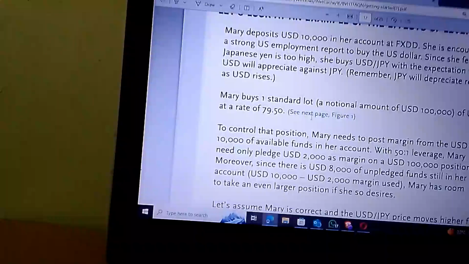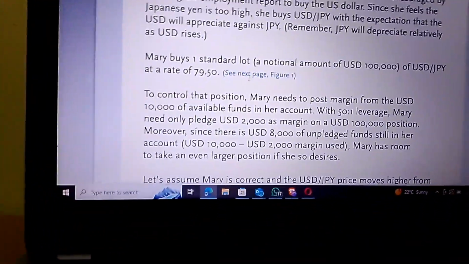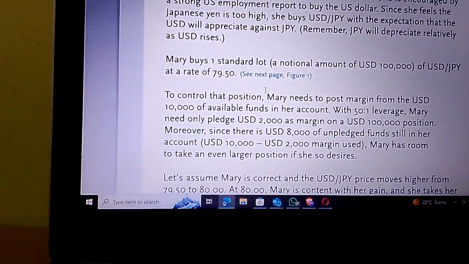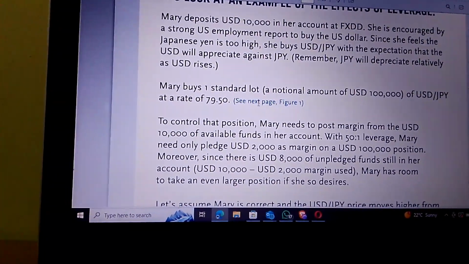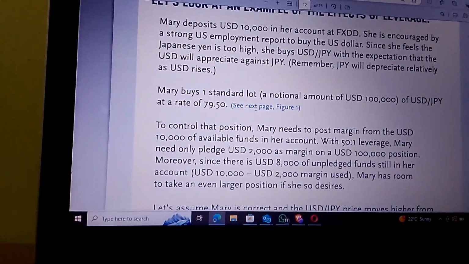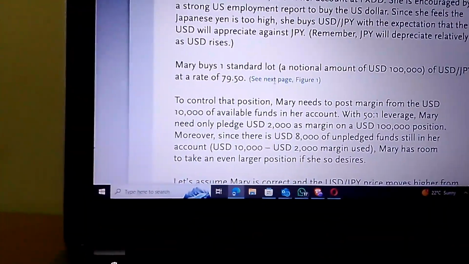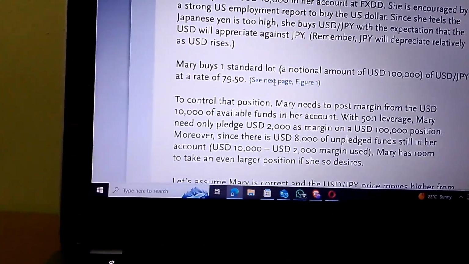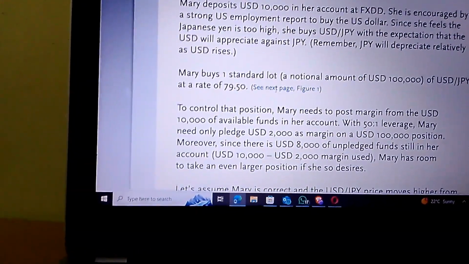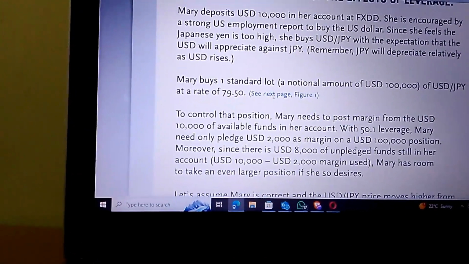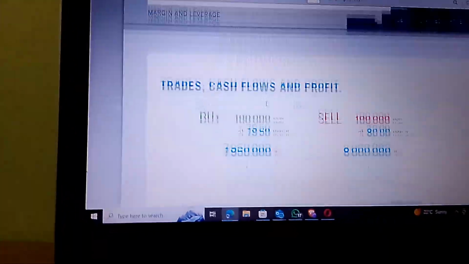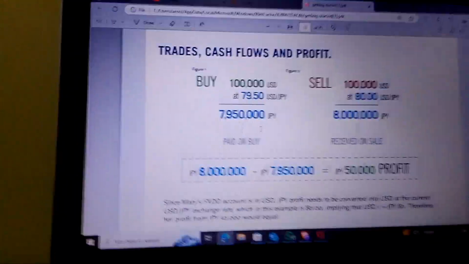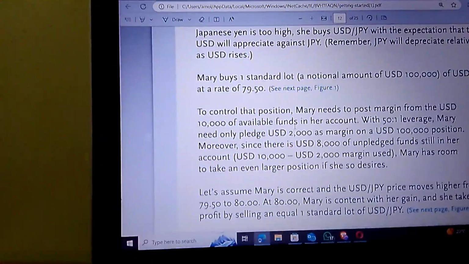Mary buys a standard lot, a notional amount of $100,000 of USD JPY at a rate of 79.50. Don't mind, that's a plane passing. Mary buys a standard lot, a notional amount of $100,000 of USD at a rate of 79.50. See next page figure. So let's go and see the figure. Oh yeah, we'll move on to that. And so let's go back to this part and continue.